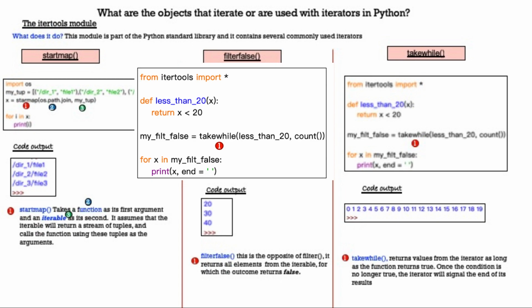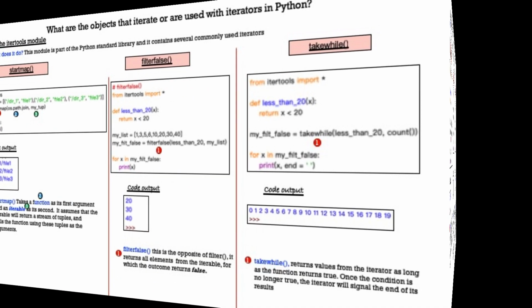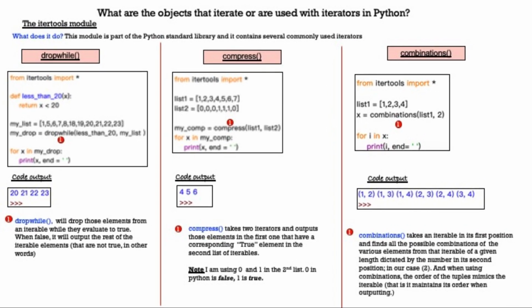It takes it while it meets the condition and the function is dictating that, and x has to be less than 20, and 19 is less than 20. And here we have dropwhile, compress, and combinations. So we'll start with dropwhile.